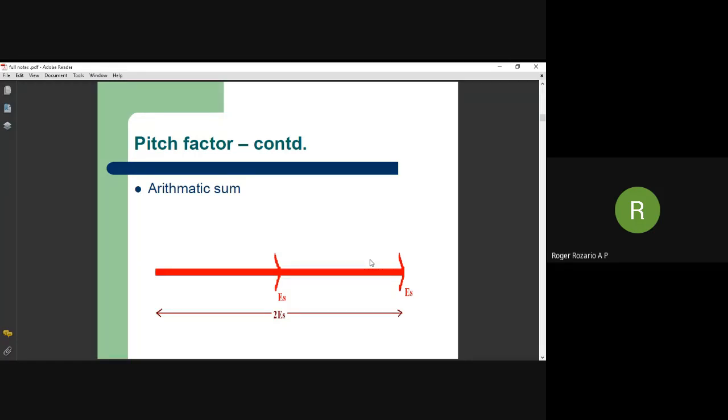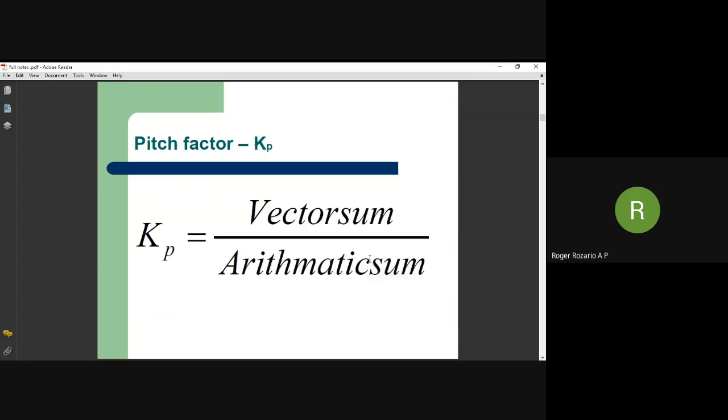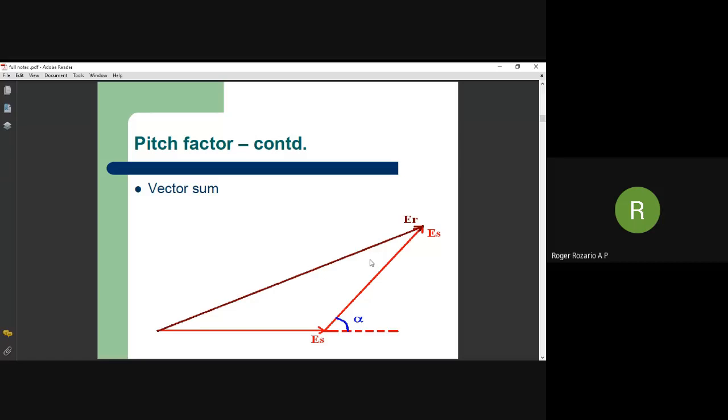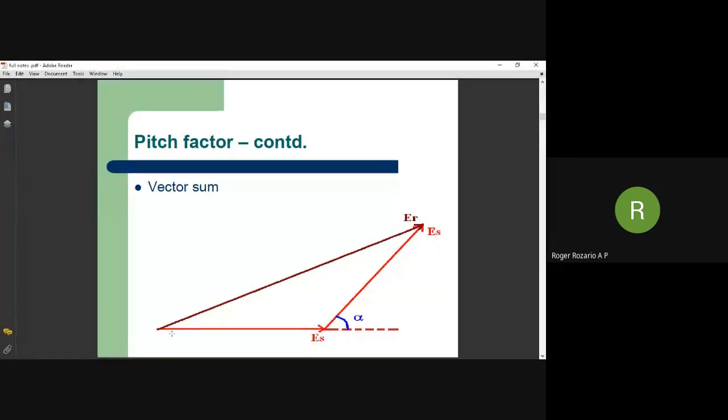But a vector has both magnitude and direction, so you need to take the angle into account also. Vector sum by arithmetic sum. The arithmetic sum you simply add. For the vector sum, since a vector has both magnitude and direction, the resultant has to be calculated in a different way. So arithmetic sum we have calculated; this is the vector sum. ES is the EMF induced in full pitched coils. So this ES is the EMF induced in fractional pitched coils.